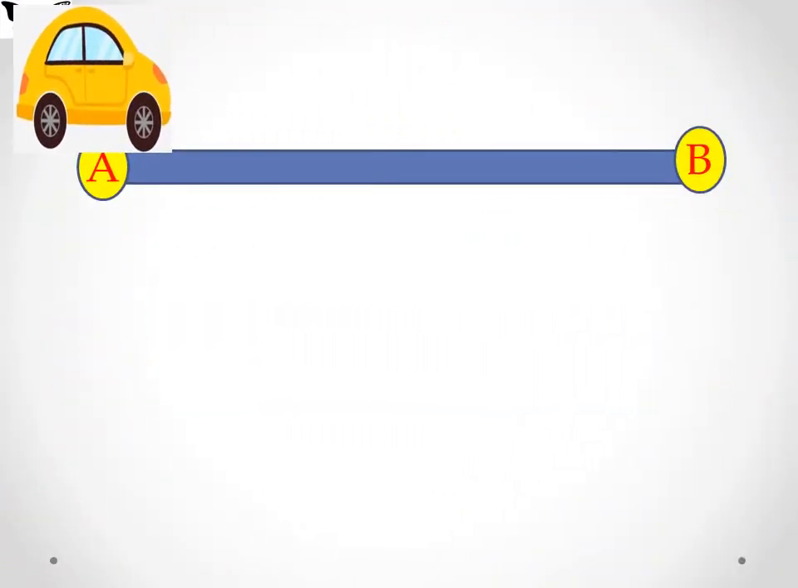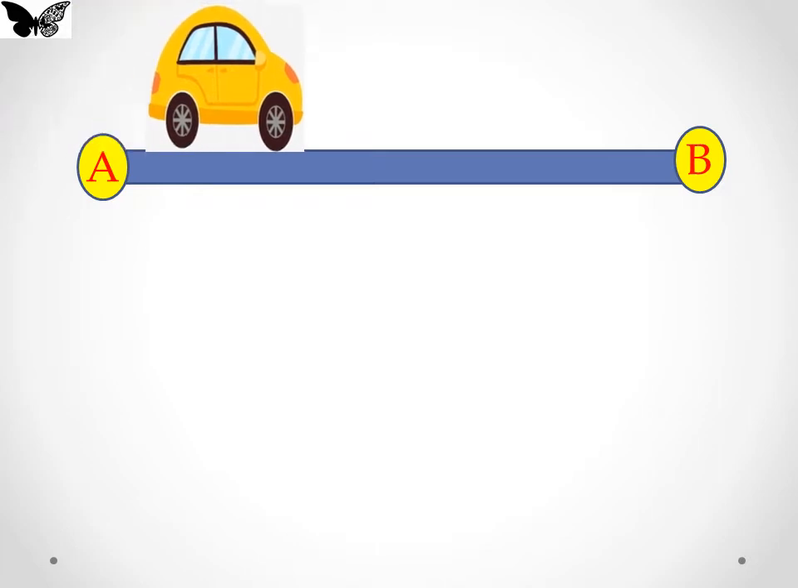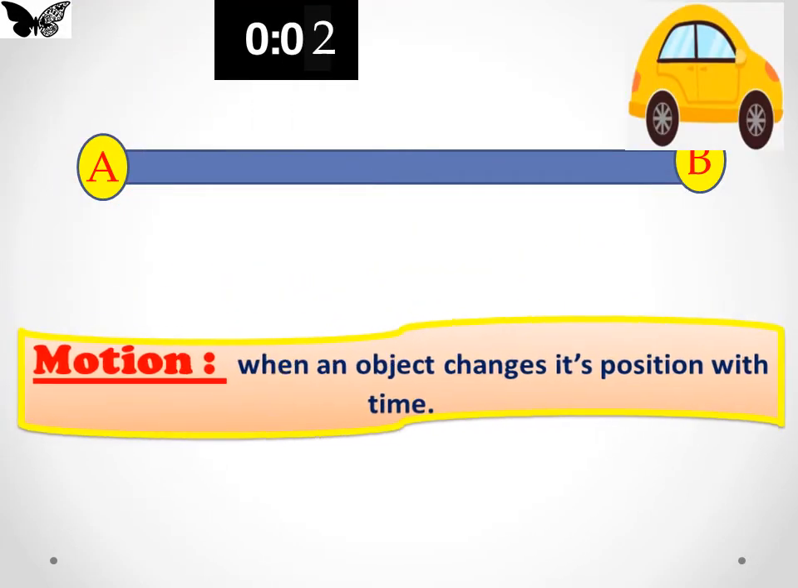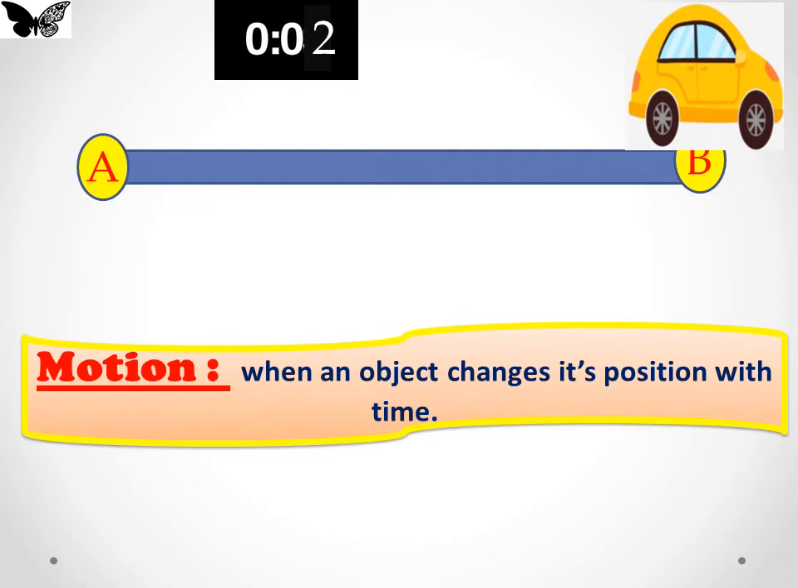We have learned from the video that whenever an object changes position with time, this is called motion. Let's have a look at our car here. When the car moves from point A to point B, it's said that the car changes its position. But of course it takes time to do this. So changing an object's position with time is called motion.